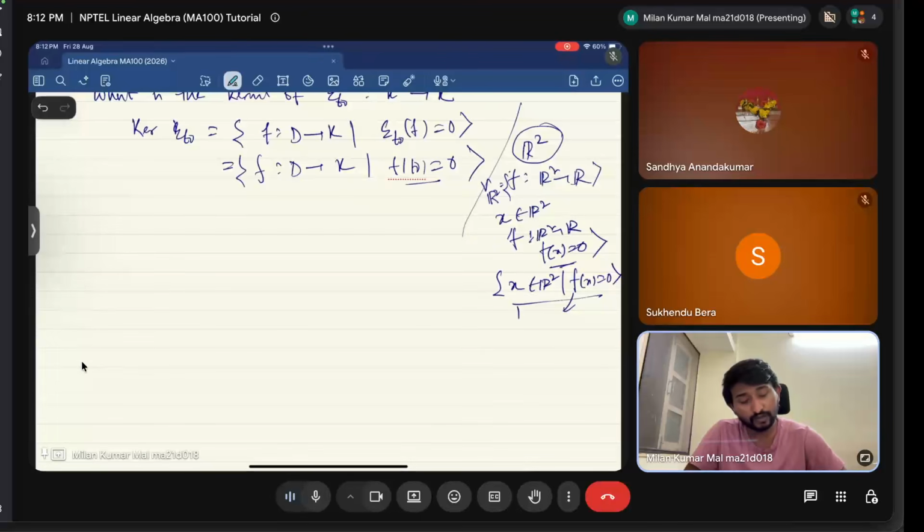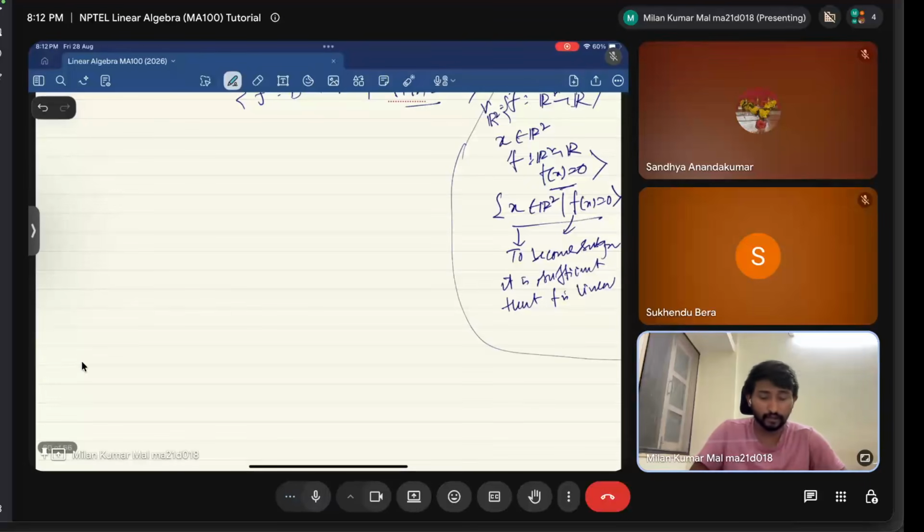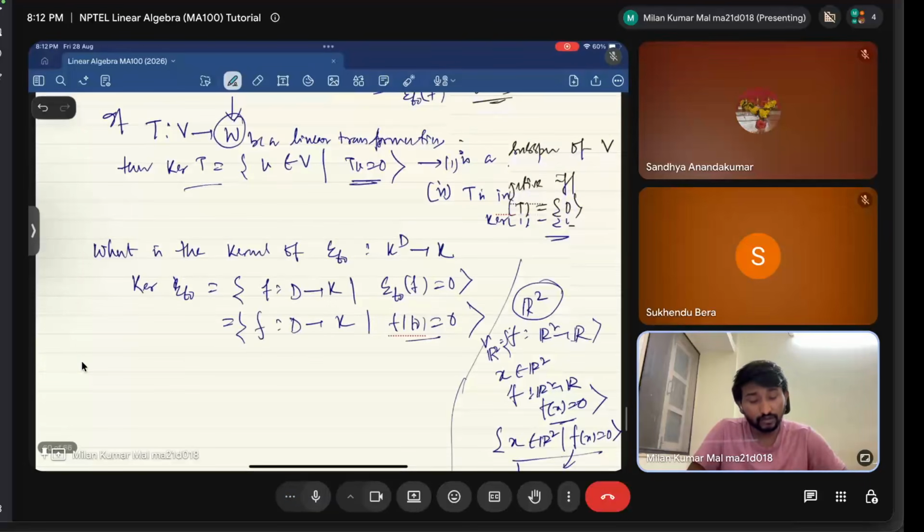But to become a subspace, it is sufficient that f is linear. Okay, this is something off the line. Okay, so this is what it is.